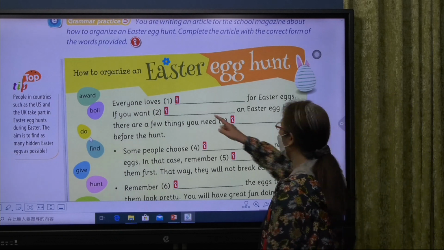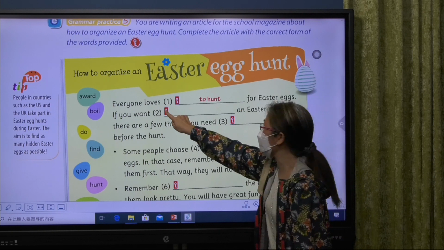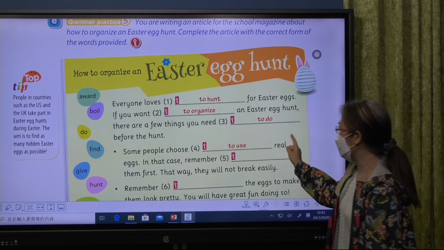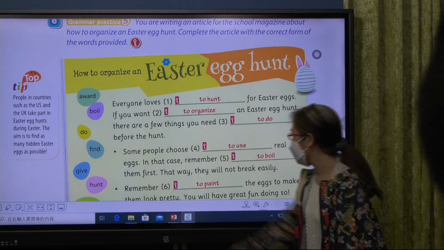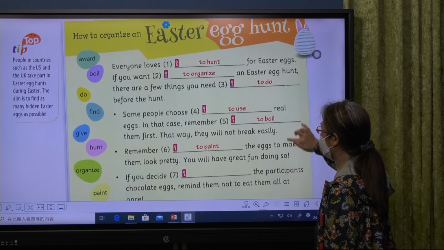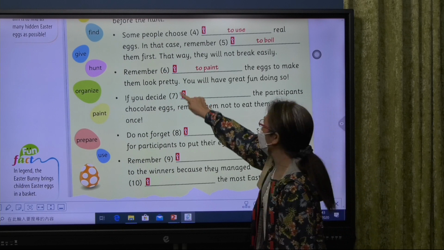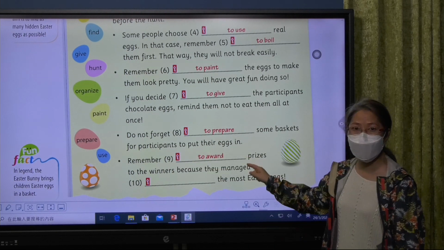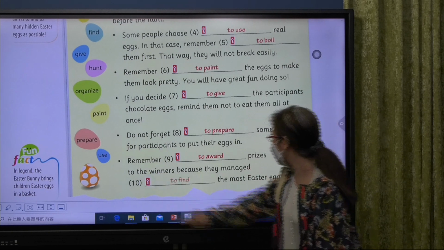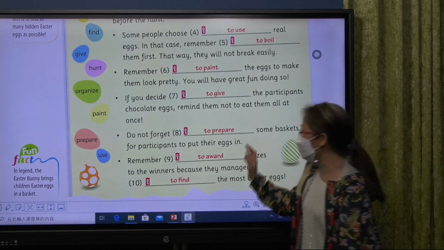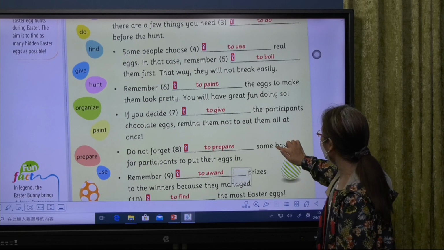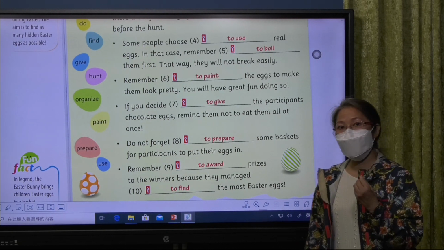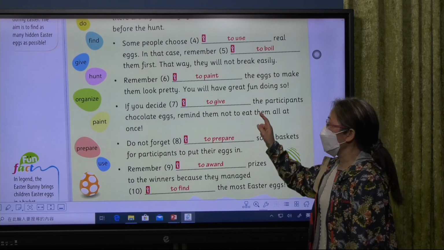Okay, thank you. Okay, so number 1, loves. Okay, loves to hunt. Number 2, wants to organize. 3, need to do. 4, choose to use. 5, remember to boil. 6, remember to paint. 7, decide to give. 8, forget to prepare. 9, remember to avoid. 10, manage to find. Okay, we can use two infinitives after these verbs. Manage, remember, forget. Now I'd like you to make some sentences and see if you can really apply to infinitive.